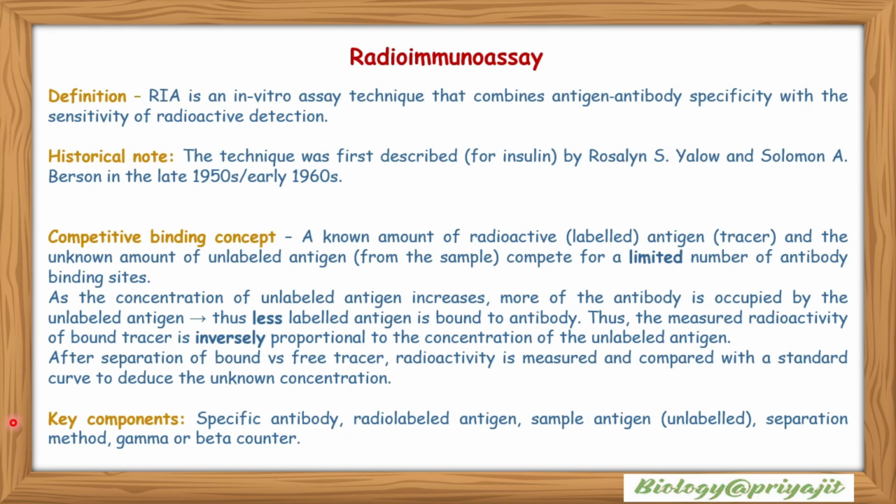After separation of bound versus free tracer, the radioactivity is measured and compared with a standard curve to deduce the unknown concentration. Specific antibody, radiolabeled antigen, sample antigen which is unlabeled, separation method, and gamma or beta counter are the key components of this assay technique.